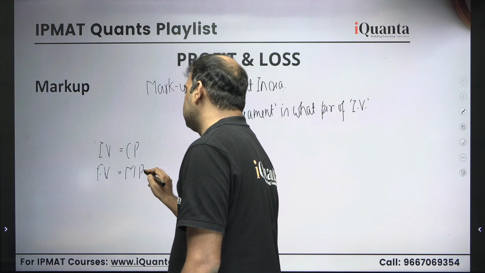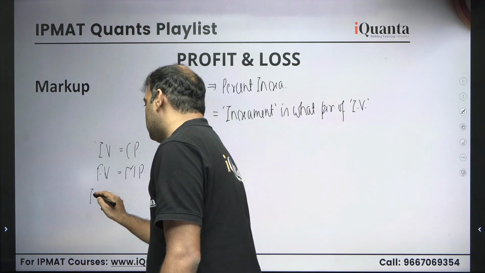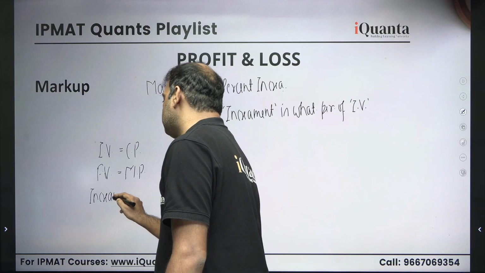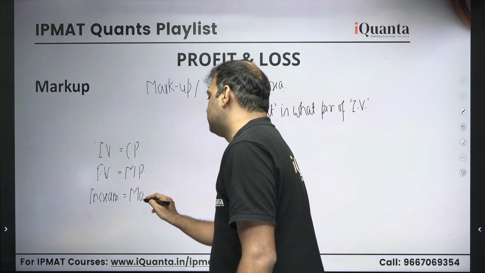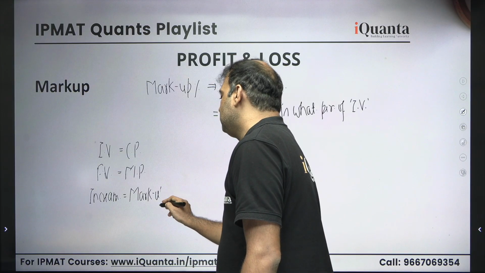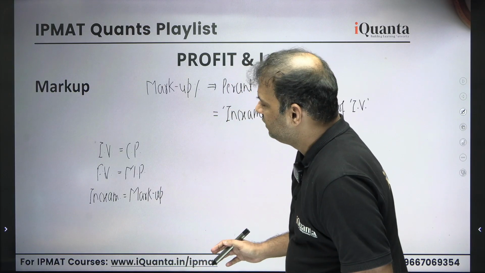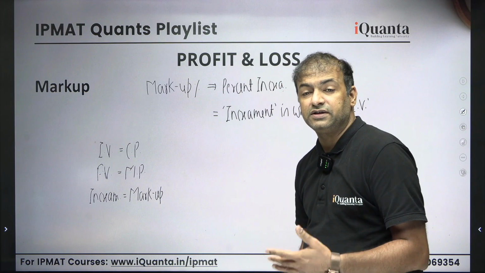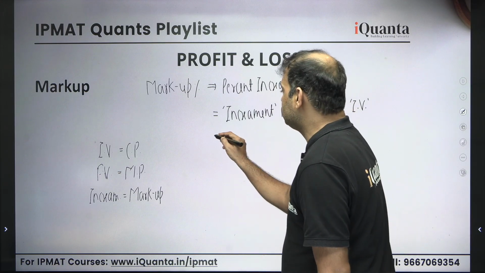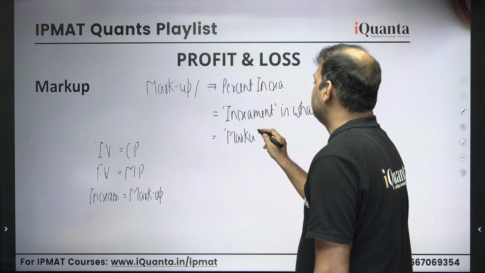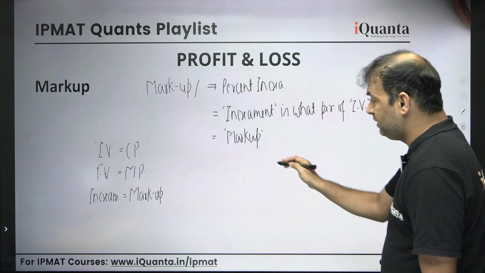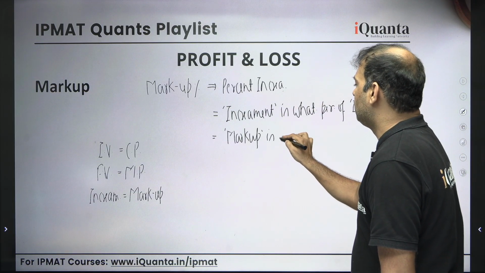And the next thing is the amount of the increment, right? What can this become? The amount of the increment, we can say, is nothing but the amount of markup. So this is how we can call this a percentage increment, right? So the increment is the amount of markup, all right, and the initial value in this case will be the cost price.